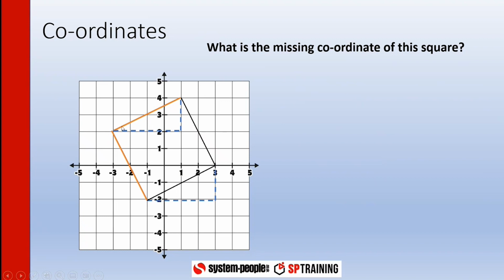So we're looking at the relationship between the points, and we find if we go along 4 here, we get 3 on the x-axis and we've got 0 on the y-axis. So our missing coordinate is (3, 0).